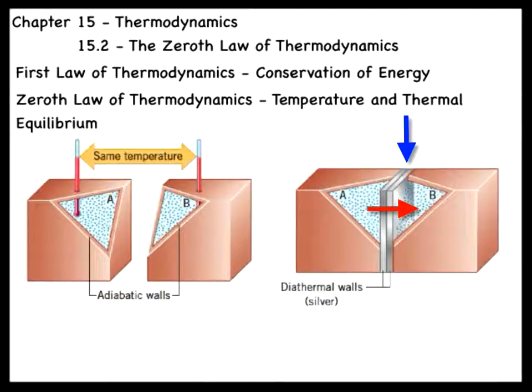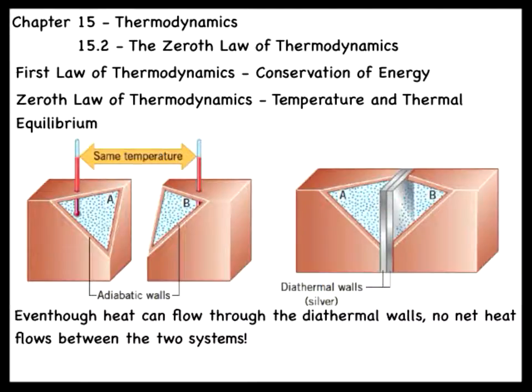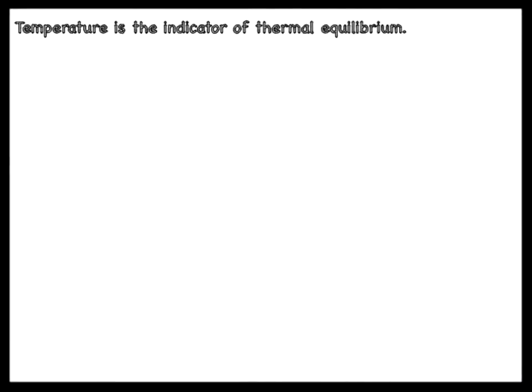through it. Even though heat can flow between systems A and B across the silver sheets, what we find, however, is that no net heat flows between them. No net heat flows because the temperature of the two systems is the same. This shows that temperature is the indicator of thermal equilibrium, in the sense that there is no net flow of heat between two systems in thermal contact that have the same temperature.